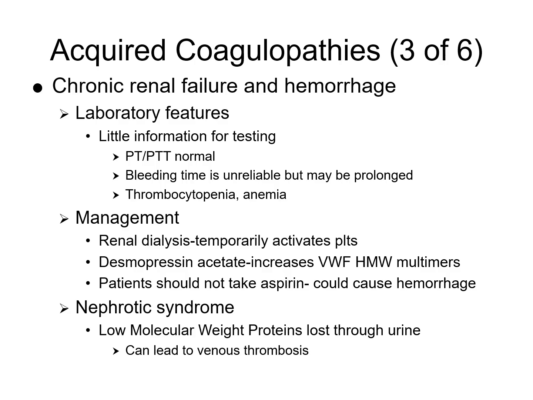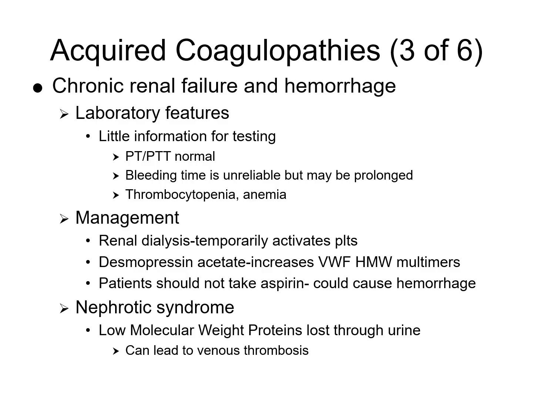These are often normal. So your PT, PTT, again, those are normal. Bleeding time may be prolonged, but it's pretty unreliable, and this test really isn't used much anymore. Thrombocytopenia may be present, but it's often pretty mild. Anemia is common and can exacerbate bleeding tendencies by reducing those platelet functions.